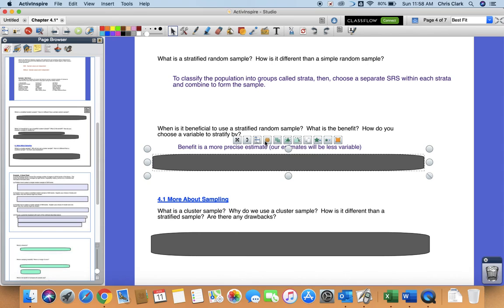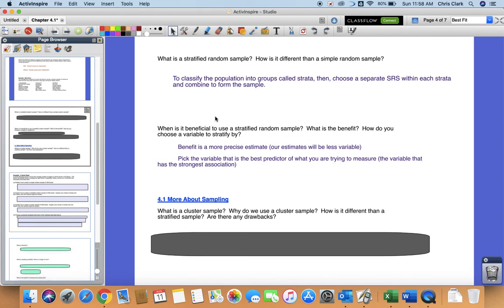Okay, and we're choosing the variable that's the best predictor of what we're trying to measure, the one that has the strongest association. In this case, the strongest association to height is probably grade, and gender might have an equal association there.